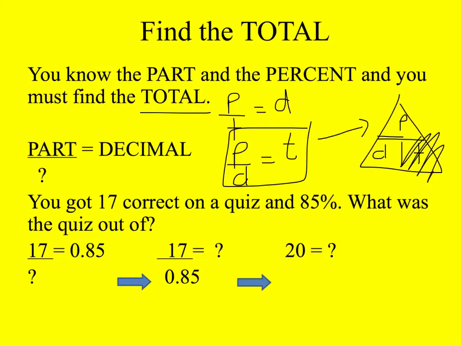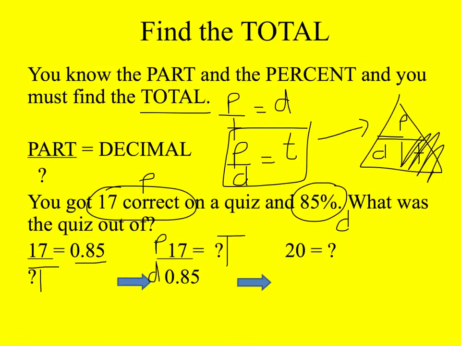The example at the bottom, so you got 17 correct, so that's your part on a quiz, and then you got 85% on the quiz. And that's your decimal. So what was the quiz out of? How many questions were there total? So you got 17 out of something, and that gave you your decimal. Rearrange it so that we have the part over the decimal. Gives us our total, and our total is 20.